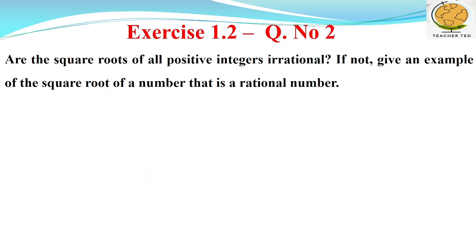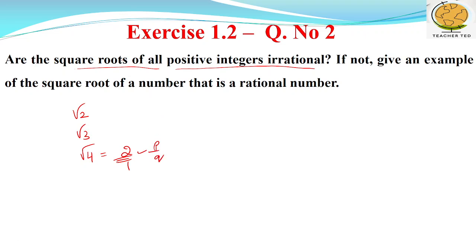So take the second one. Are square roots of all the positive integers irrational? If not, give an example. Very simple question. I can say root 2 is an irrational number, root 3 is an irrational number. But let us take root 4. You know the value of root 4. Root 4 is 2 only. So 2 can be written as 2 by 1, and this is a rational number.